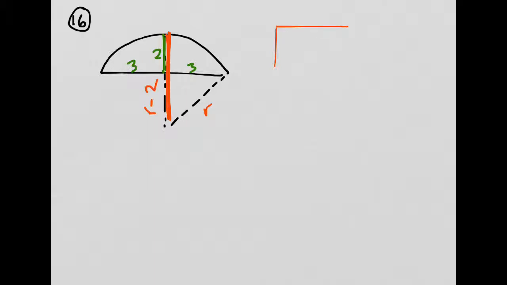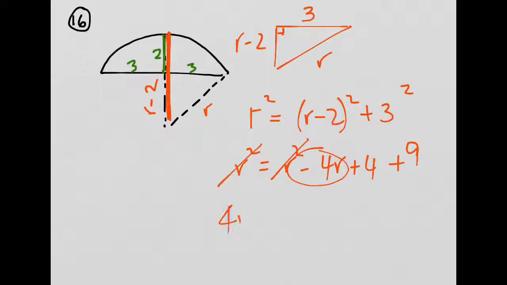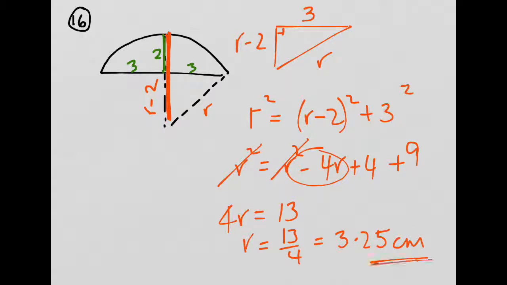So if I can now extract that triangle, we have this r, we have this is 3, we have this is r minus 2. We can now do Pythagoras on this. So the big side squared, r squared, is equal to the small side squared added to the other small side squared. So r squared equals, remove the brackets, r squared minus 4r plus 4, and then do the 3 squared. R squared on this side, r squared on this side will cancel each other out. Bring the minus 4r over, so you get 4r equals 13. So the radius is 13 divided by 4, which is, not 6, don't be stupid, 3.25 centimetres.